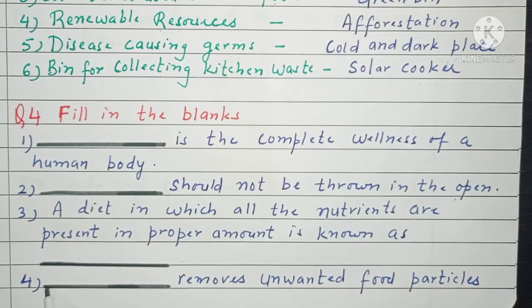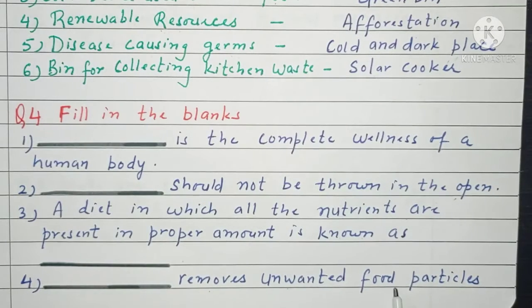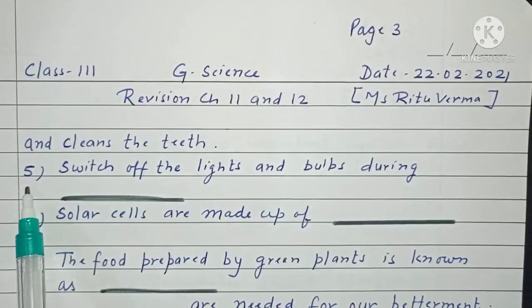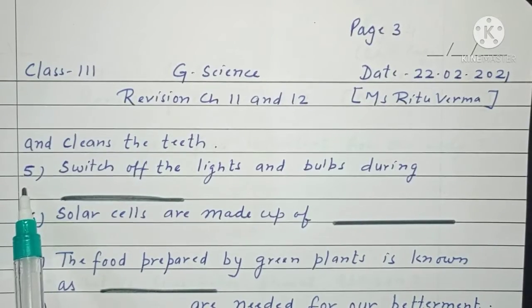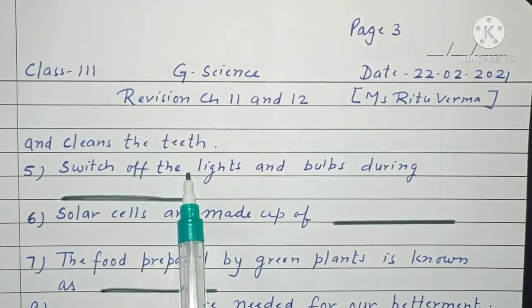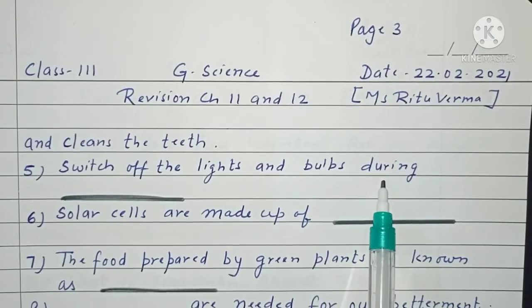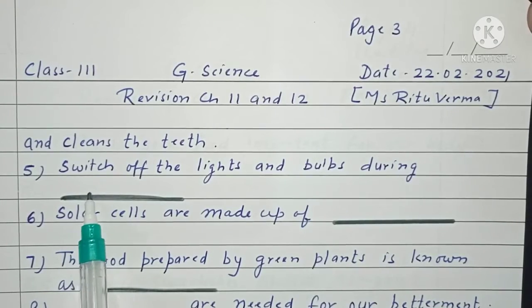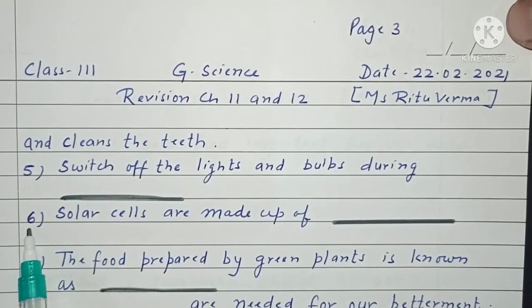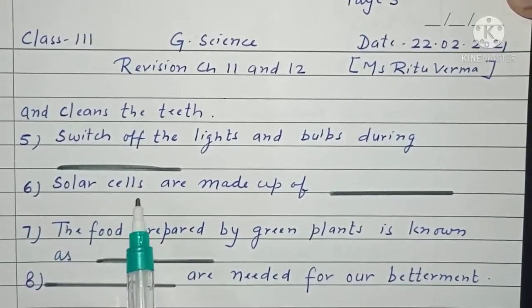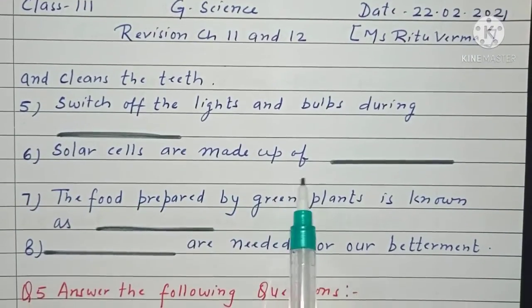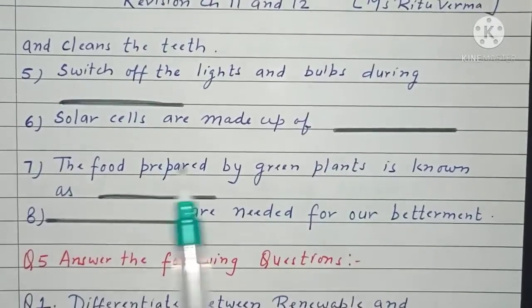And in number 4, we have to write down the name of that habit which helps to remove the unwanted food particles from our mouth. Number 5, what do we need to write here? Switch off the lights and bulbs during which time? It is during daytime. Number 6, solar cells are made up of silicon.